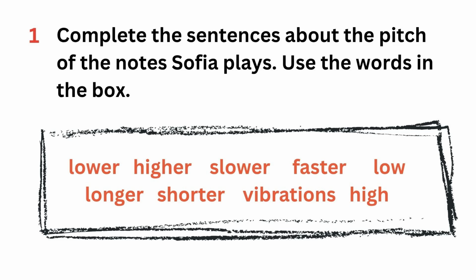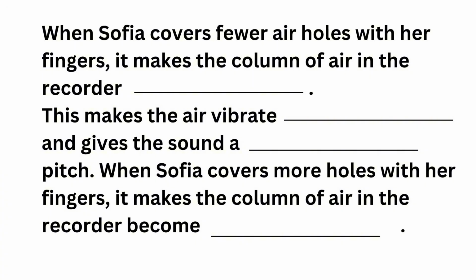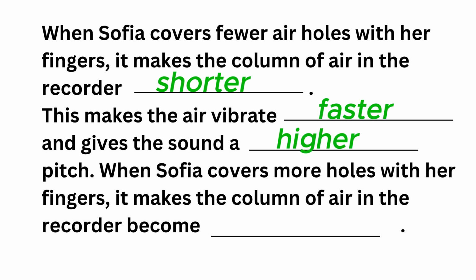Lower, higher, slower, faster, low, longer, shorter, vibrations, high. When Sophia covers fewer air holes with her fingers, it makes the column of air in the recorder shorter. This makes the air vibrate faster and gives the sound a higher pitch.